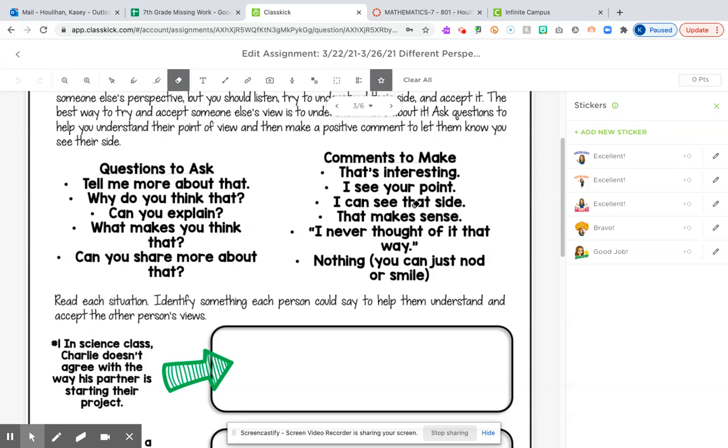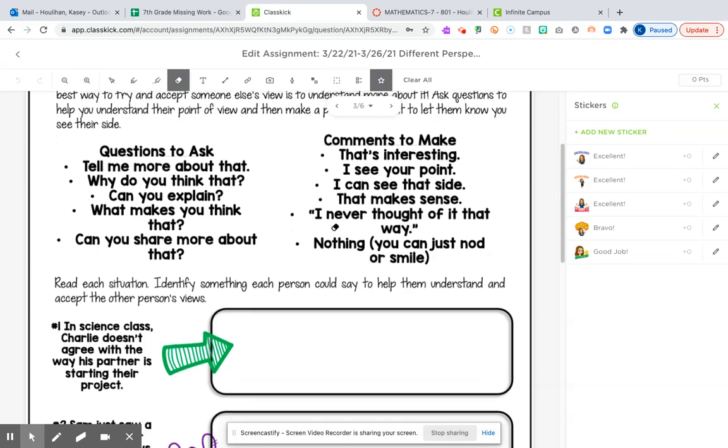So here's some comments you can make. If you really didn't care for it, you don't agree, here are some things you could say. You could say, that's interesting. I see your point. I can see that side. That makes sense. I would have never thought of it that way. Or nothing, you can just smile or nod. If you really disagree, just don't say anything.